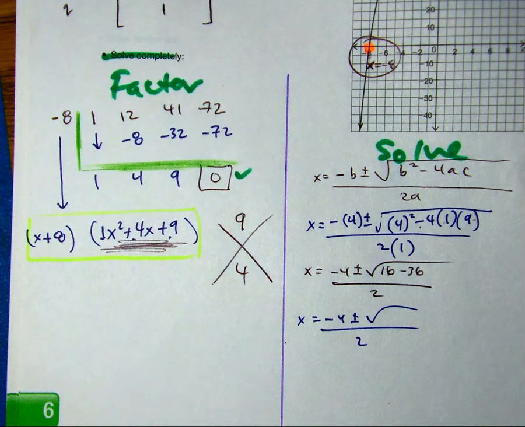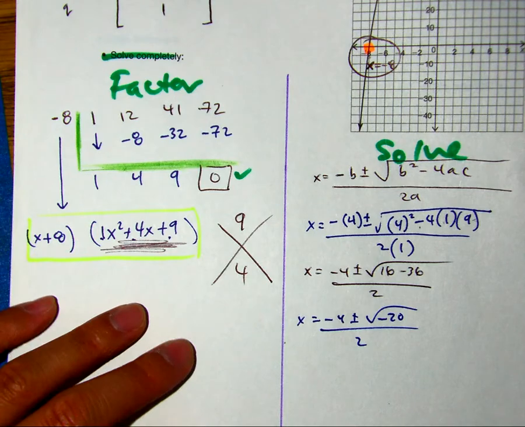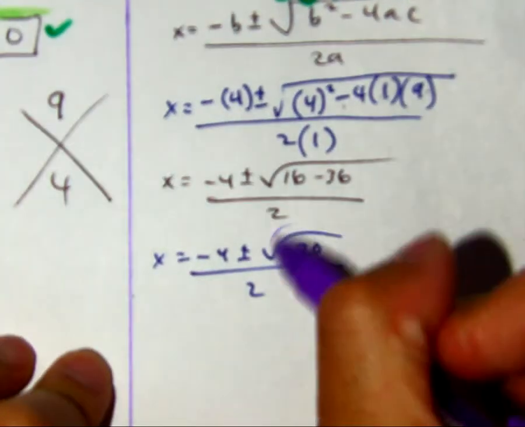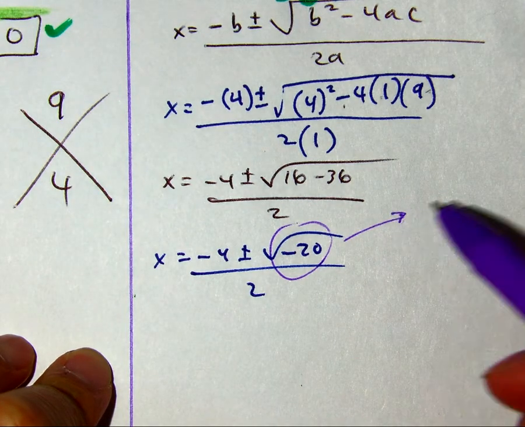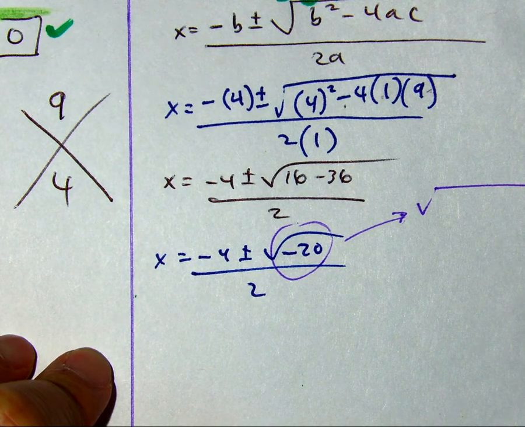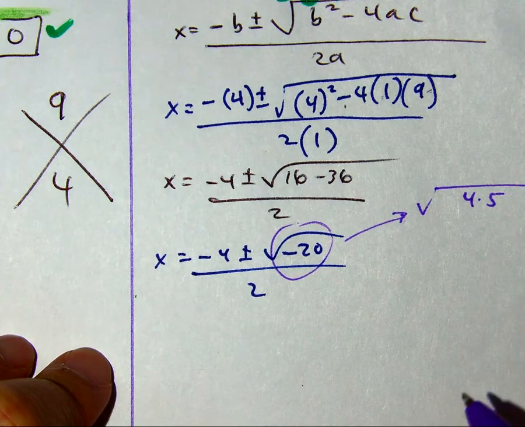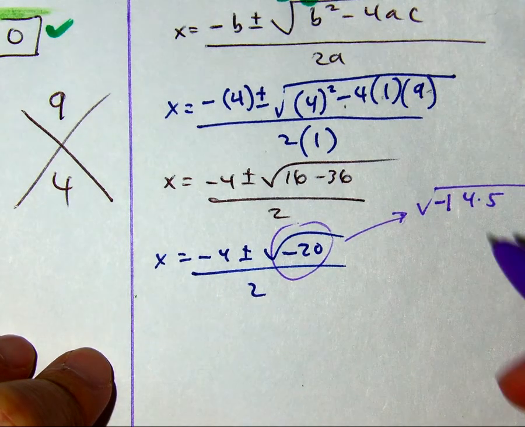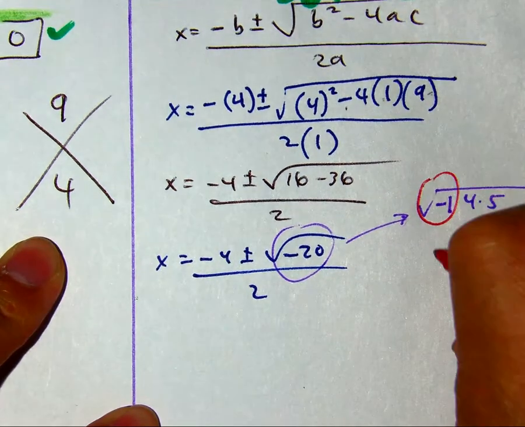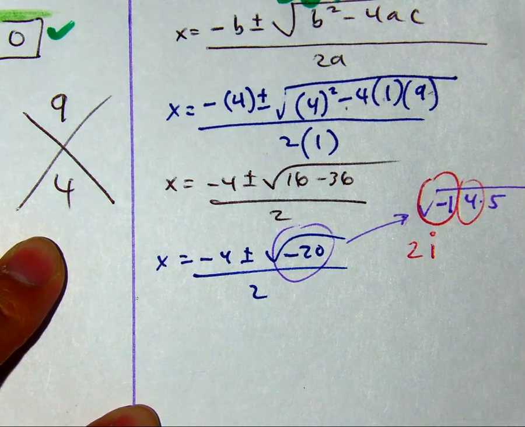20. Positive or negative? Negative. Alberto, what are the factors or numbers that multiply to be -20? 5 and 4. But this is positive, right? So how do I make this negative? -4 times -1. Class, what do we know about square root of -1? That is i. The square root of 4 is 2. And the 5 stays inside.